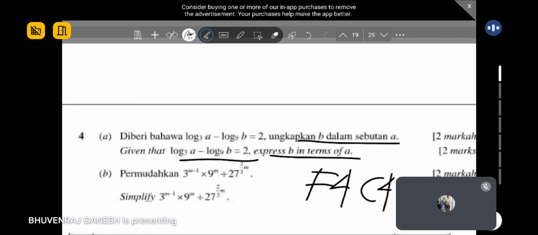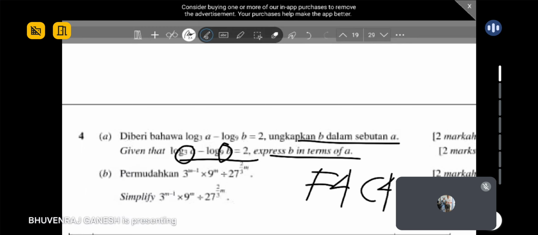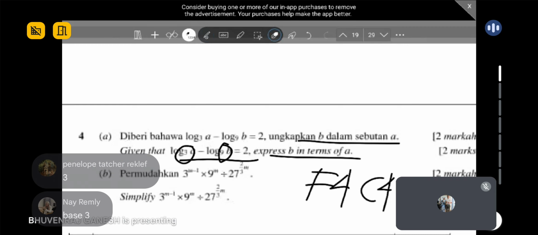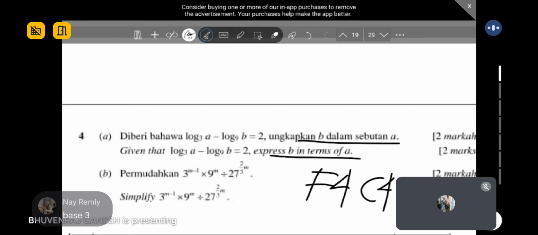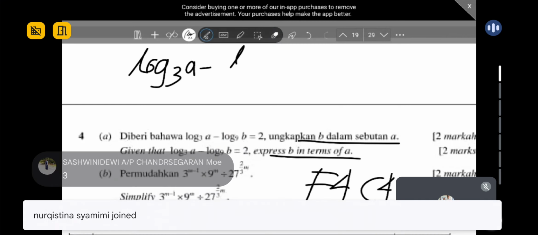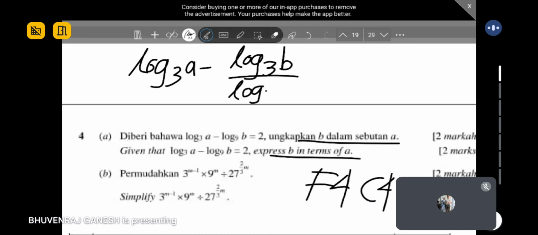Kamu kena check apa dulu bila kamu lihat log. Yes, samakan asas. You must check the base. Correct. Yes. Okay, so guys, you want to convert to base 3 or base 9? May I know? Kamu nak tukar asas 3 atau 9? Yes. Okay, you can actually change to base 3. Can. Okay, so basically this one maintain because base 3, and then this one you change. Okay, log 3 b over log 3 9. This is how you change base.